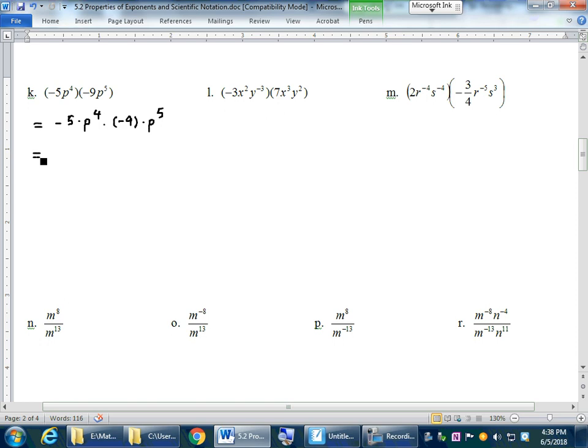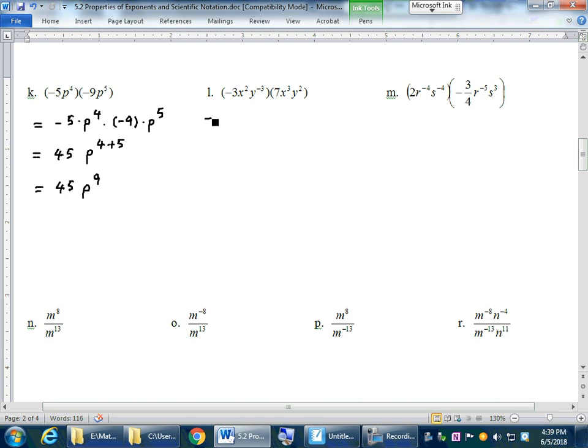Negative 5 times negative 9 will be positive 45. And p to the 4th times p to the 5th power, since it's the same base, you add the exponents using property number 1. It will be 4 plus 5. So my final answer will become 45 p to the 9th power.